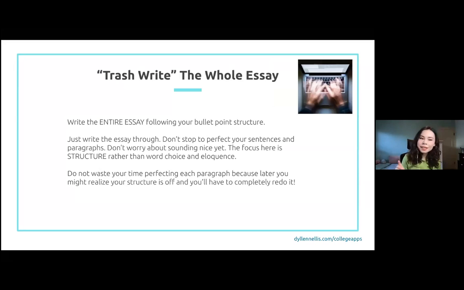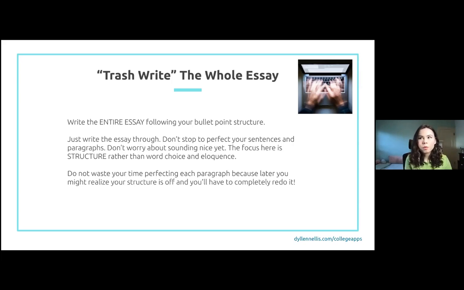So the next thing, after you bullet point structure your whole essay, is trash write the whole essay. Trash write, to me, is where you write the entire essay straight through. Don't care if the language is amazing or whatever, just don't worry about it. Just start turning your words and ideas into sentences and paragraphs. The focus here is also structure, because now you're forming the basis of the essay. That way you can then go back and fix things.